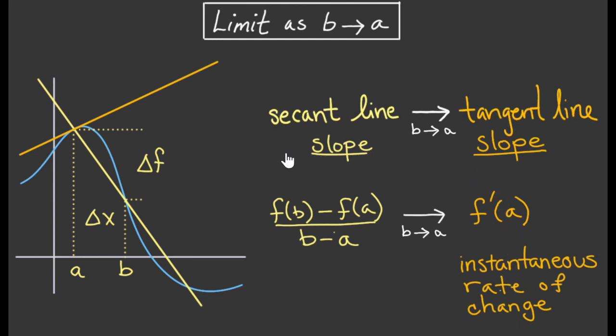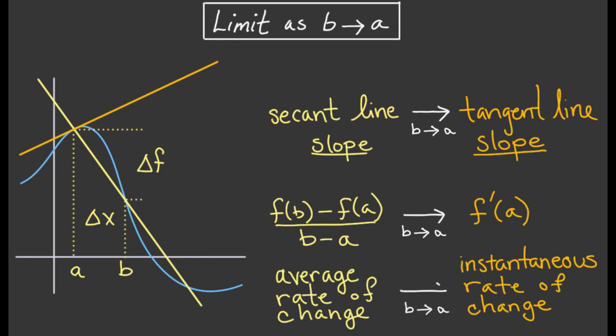So just as the slope of the secant line is measuring the average rate of change of our function, as we take the limit of the secant line as b approaches a, we're getting the tangent line slope, which is measuring the instantaneous rate of change of our function.